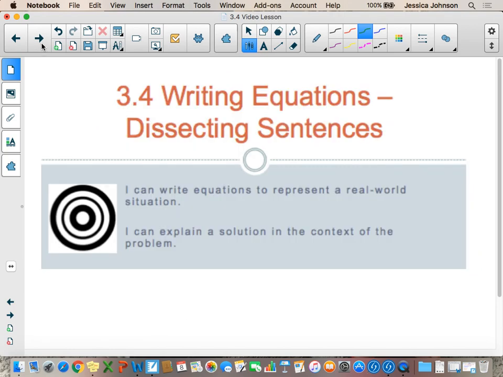All right, moving on. Today, like I said earlier, we're going to be doing section 3.4, which is writing equations. Two goals today. First of all, to be able to write equations to represent different situations. And our second goal is to continue to explain the solution and check our solution of the problem.